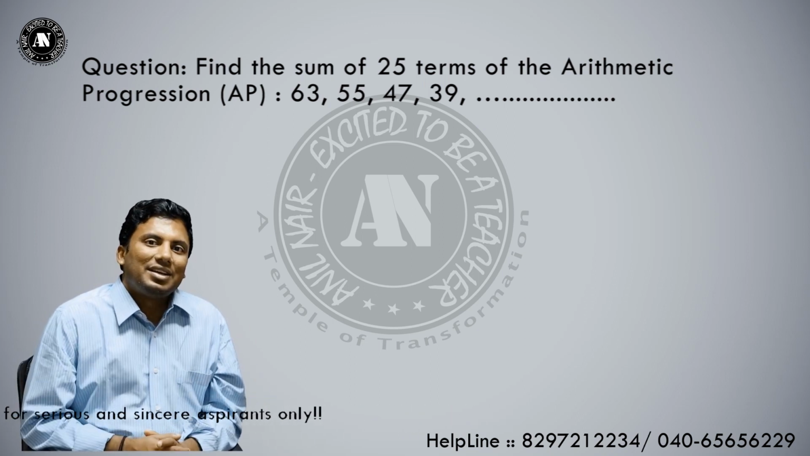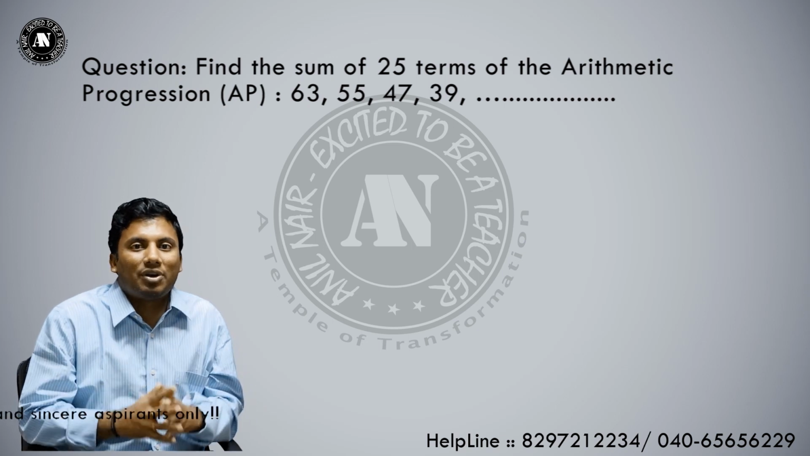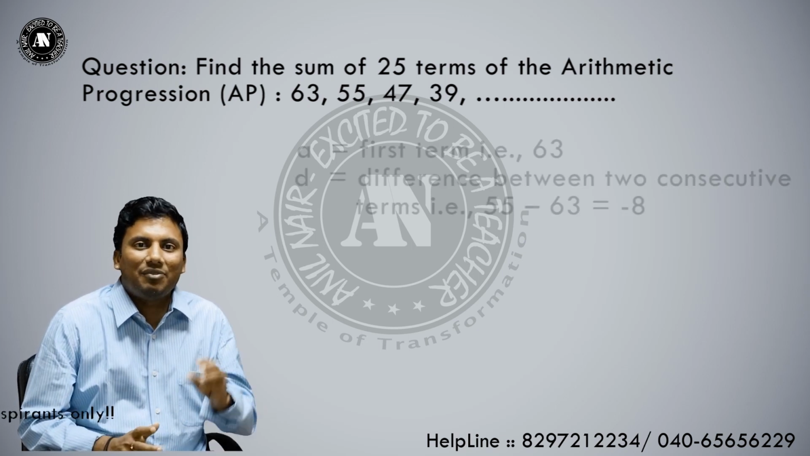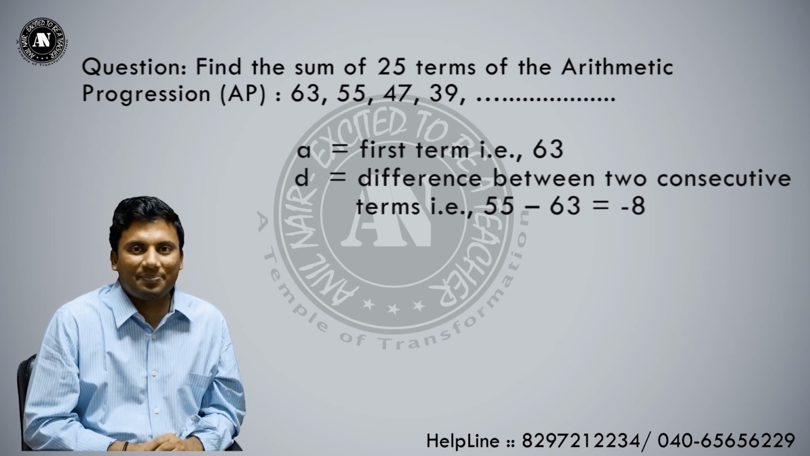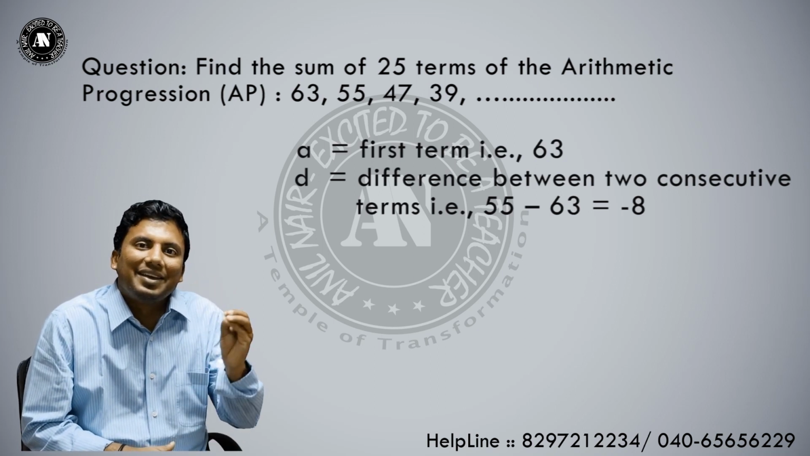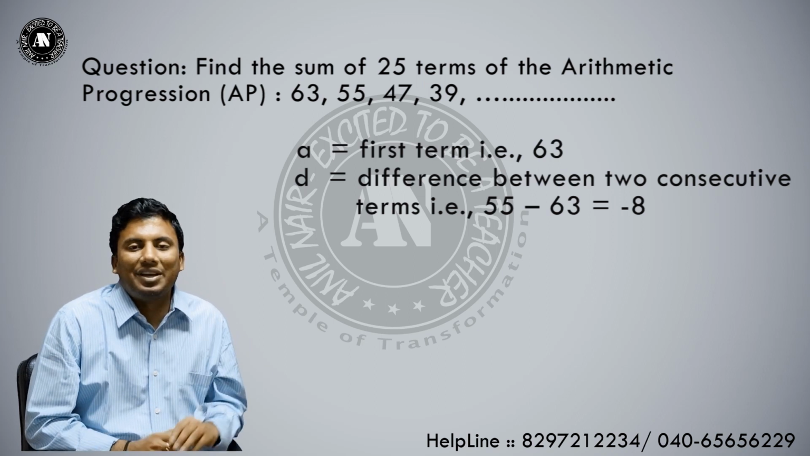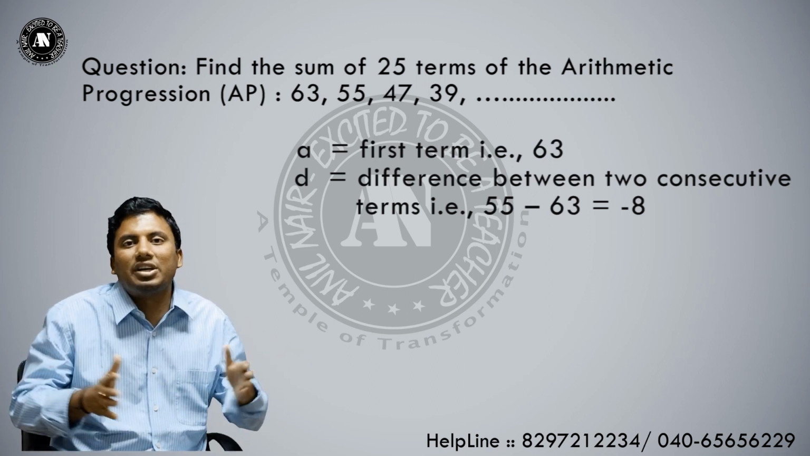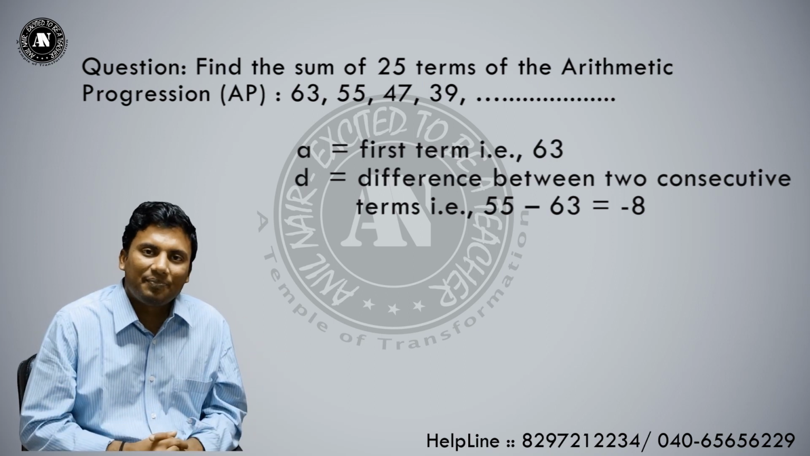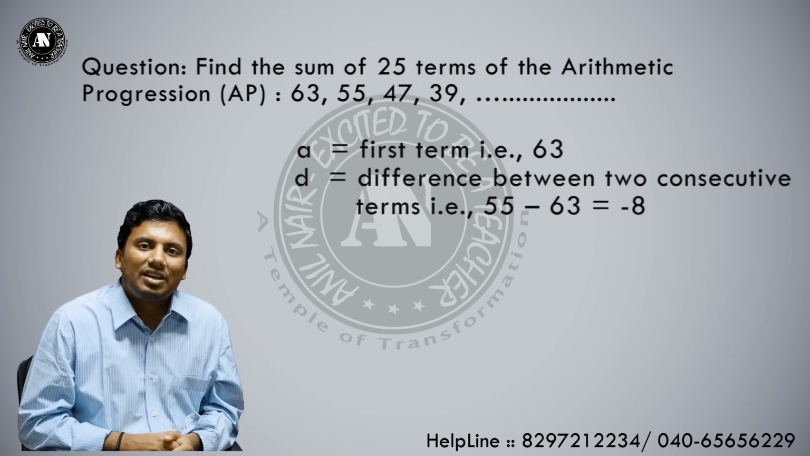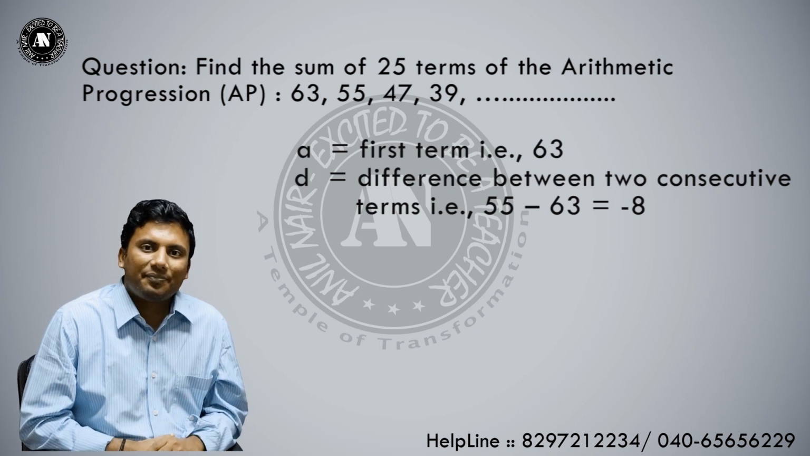Everyone knows that this is an arithmetic progression series where A is the first term and D is the common difference between the terms. So A in this case is 63, D is the difference between two consecutive terms, which is 55 minus 63, which is minus 8. A value is 63 and D value is minus 8.